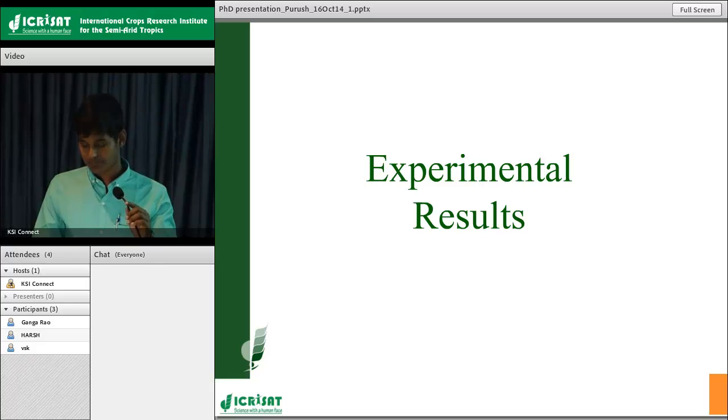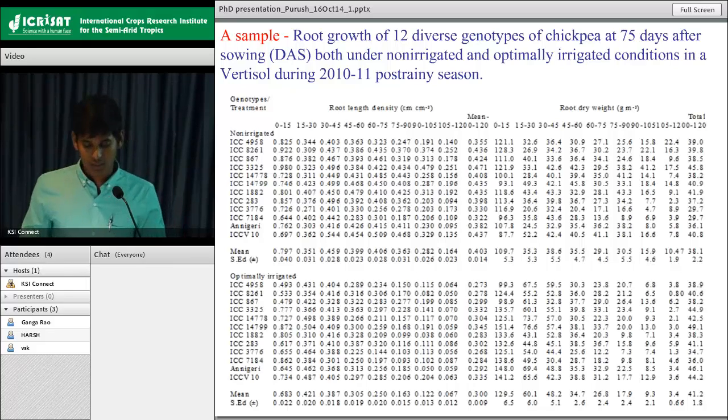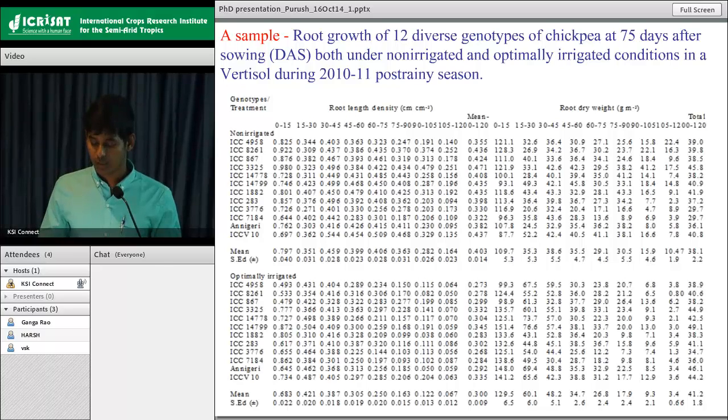The results. I'm sorry for the crowded data. This is primarily to show the pattern of root traits that we collected in the field, mainly root length density and root dry weight for all the 12 genotypes at both depth levels, at each 15 centimeters, and their mean total were also considered for this study in both non-irrigated and irrigated conditions.